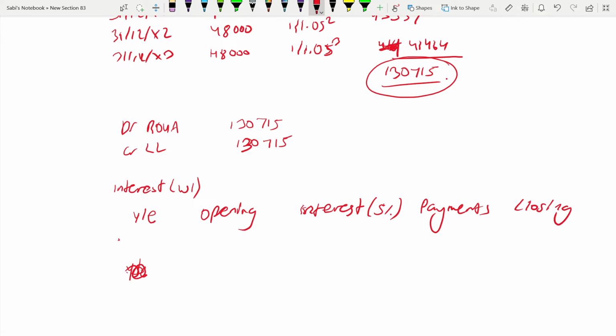So year end is 31st December 2001. Opening 130,715. If you charge 5% on it, it will be 6,536 and payment is 48,000, which is deducted. Closing will be 89,251.